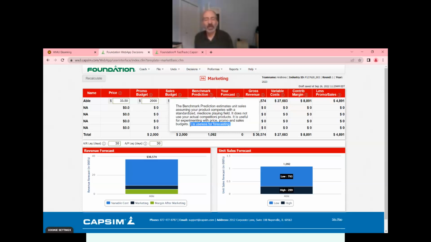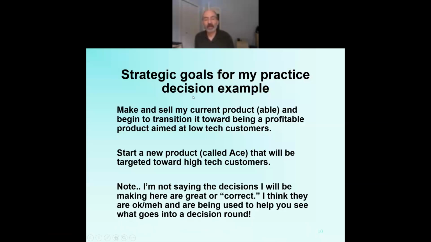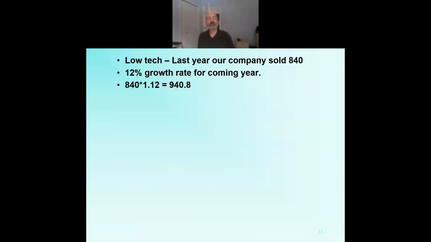All right, so what I'm going to do now is show you one technique we could use to forecast for an existing product, and that is an extrapolation. Again, I'm not saying any of these decisions are great or correct. They're just designed to let you see what a practice round is like.